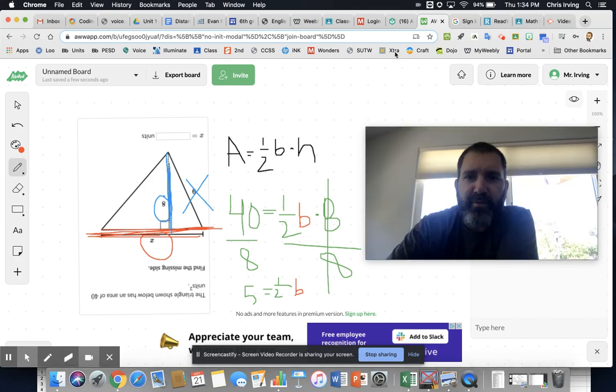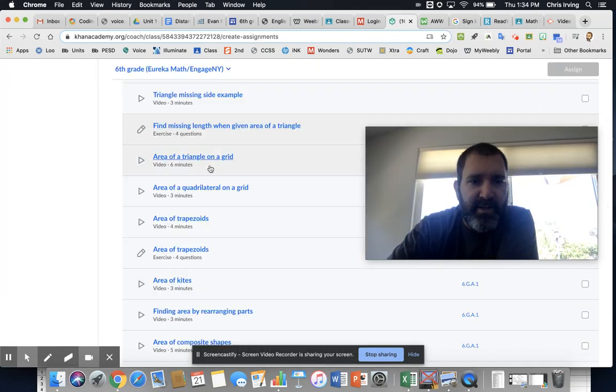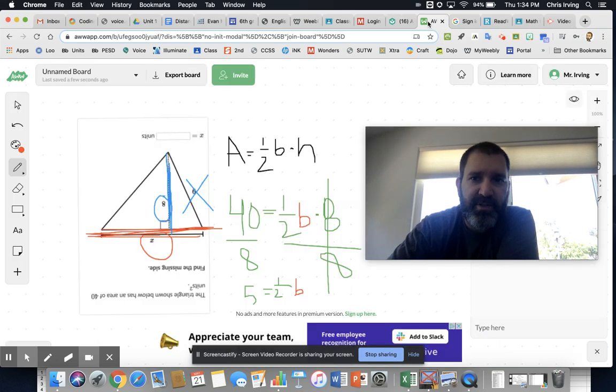Let's see how many questions are in that exercise. 4. Okay, so you can do this. 4 exercises. Show your work on your scratch paper. And again, these are quick little two-step problems. You can do it.